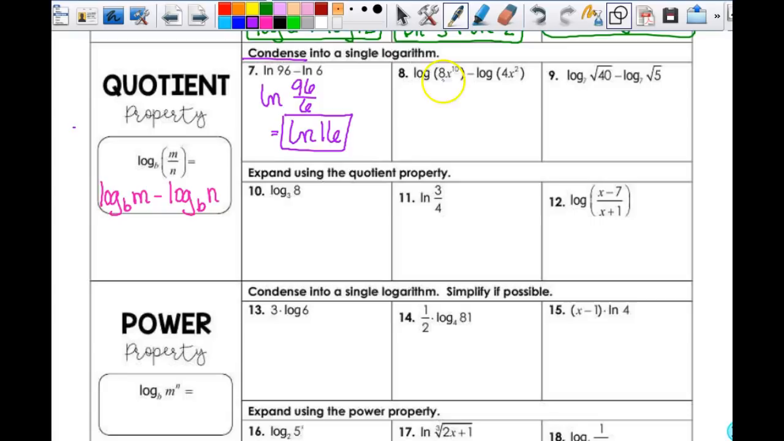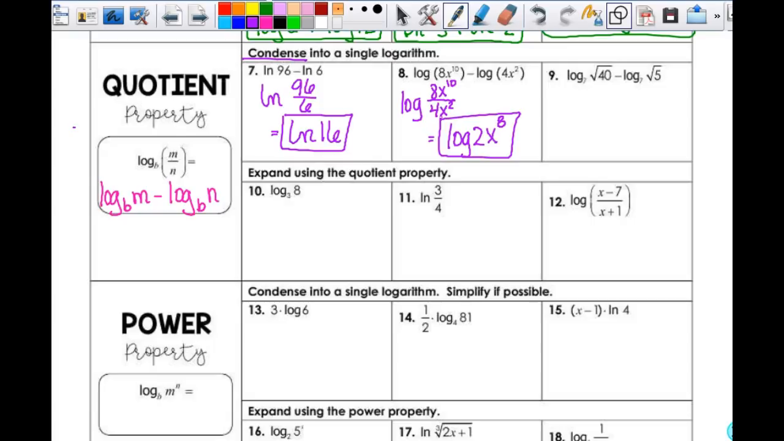All right, so the log of 8x to the 10th minus the log of 4x squared. I have the same bases here, which is base 10. So this is going to give me the log of 8x to the 10th divided by 4x squared. 8 divided by 4 is 2. And then x to the 10th over x squared gives me x to the 8th, because my exponent rules tell me that I subtract, rules we should know.